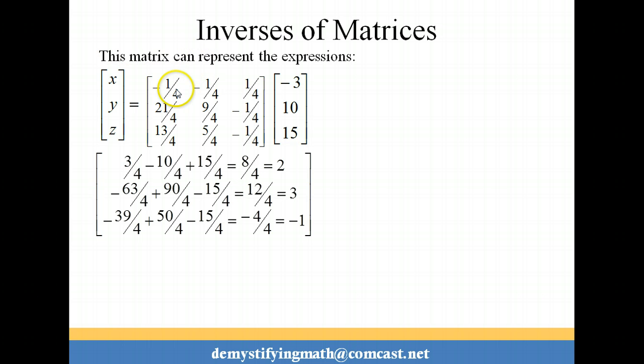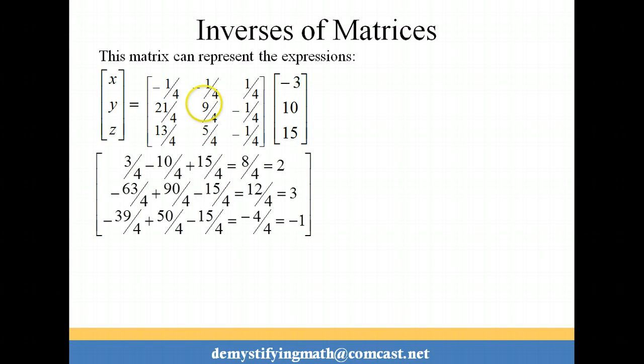So multiplying our first row by the column, we have negative 1/4 times negative 3, which is 3/4, negative 1/4 times 10, which is negative 10/4, and positive 1/4 times 15, which is 15/4, which adds together to give us 8/4 or 2.